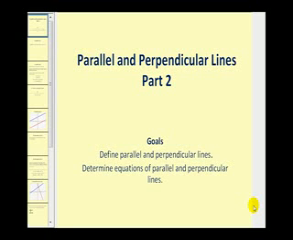Welcome to the second video on parallel and perpendicular lines. In this video we'll do a quick review of the definitions of parallel and perpendicular lines, and then we'll focus on determining the equations of parallel and perpendicular lines based upon given information.